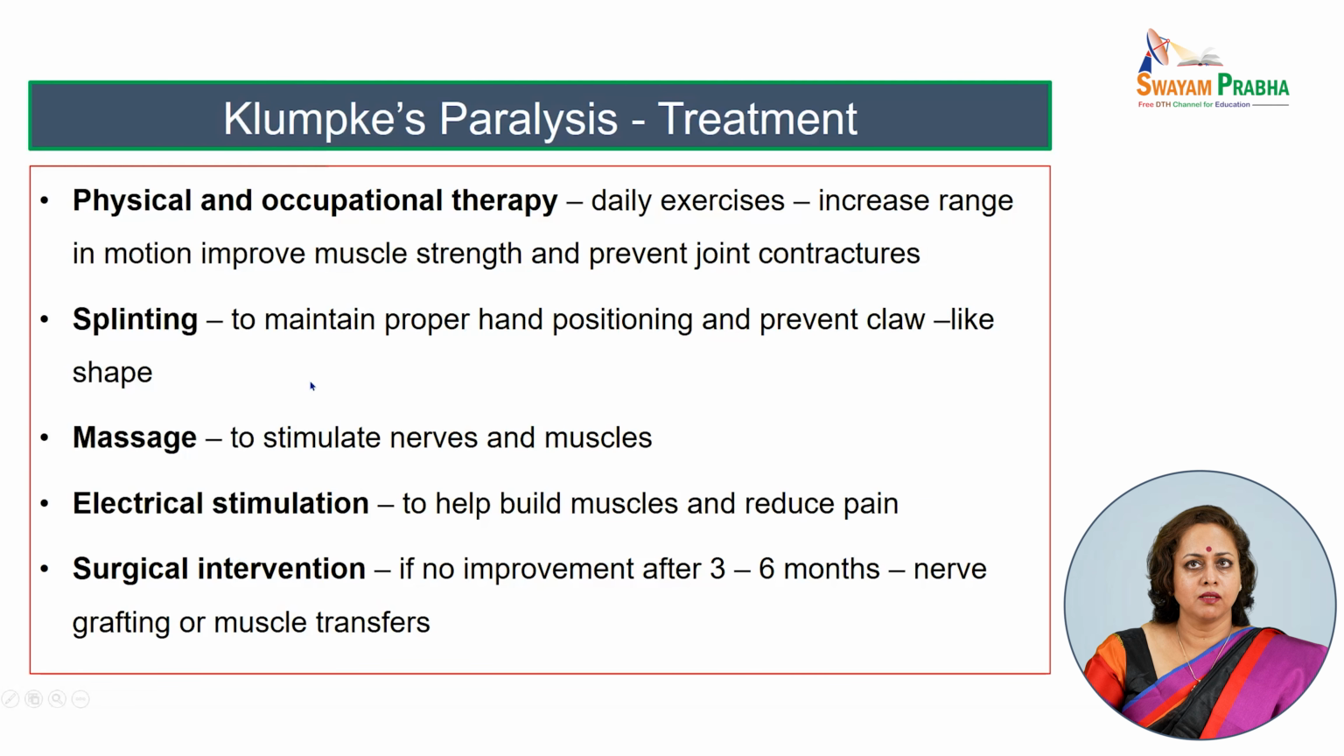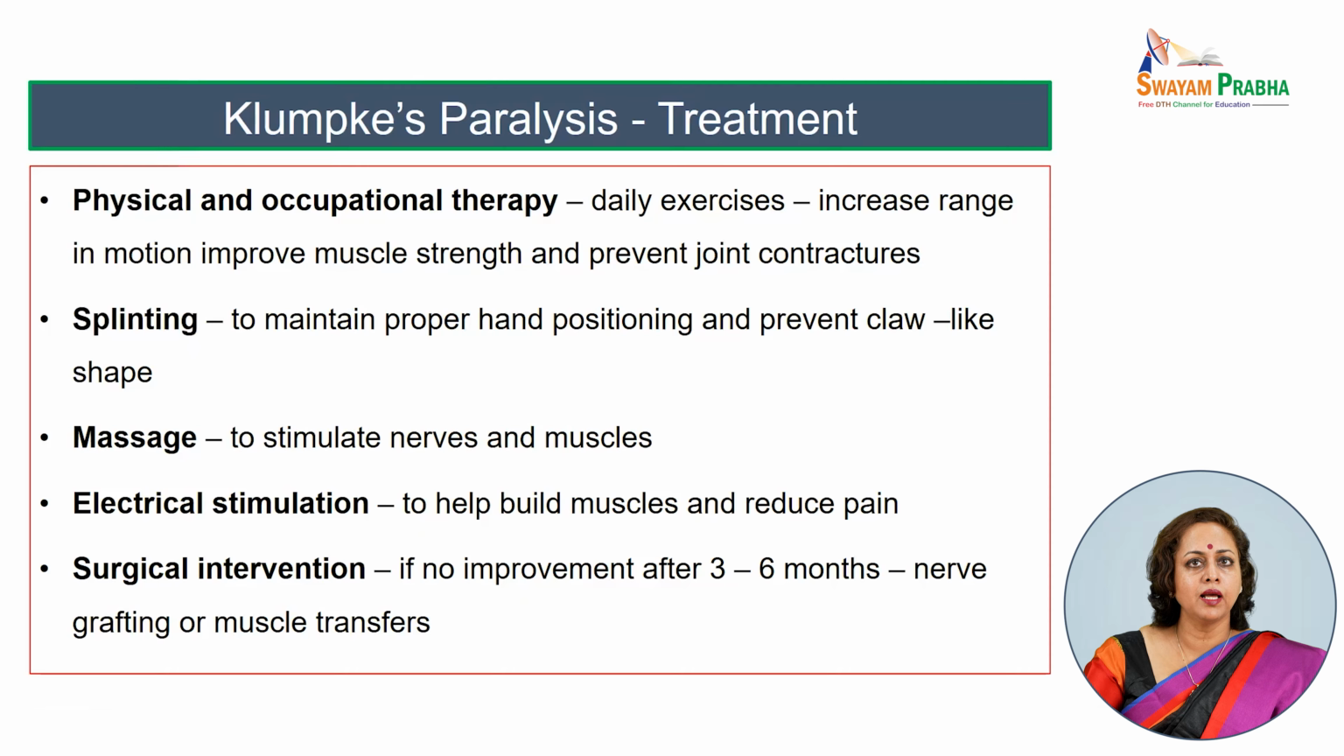How do you treat Klumpke's paralysis? So, there is physical and occupational therapy. There are daily exercises, which increase the range of motion, improve muscle strength, and prevent any joint contractures due to immobility. Then splinting is also used for maintaining proper hand position to prevent a claw-like hand deformity.